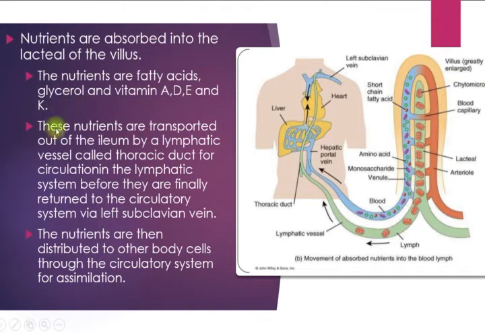And then what happened to these nutrients? These nutrients are then transported out of the ileum by a lymphatic vessel called the thoracic duct, for circulation in the lymphatic system, before they are finally returned to the circulatory system via the left subclavian vein.